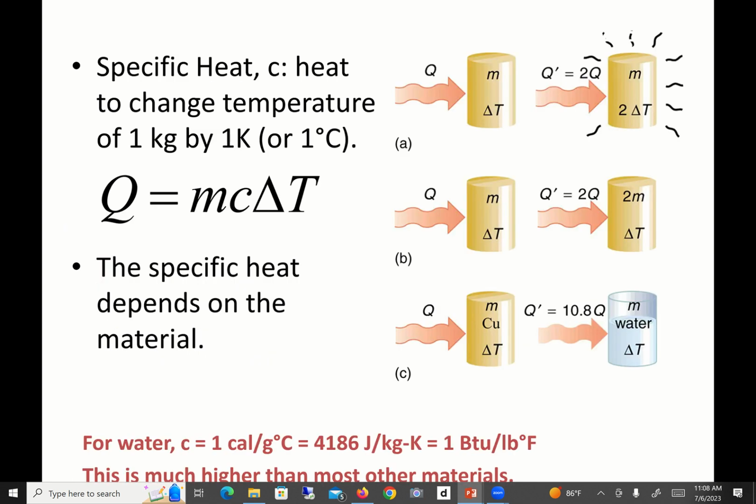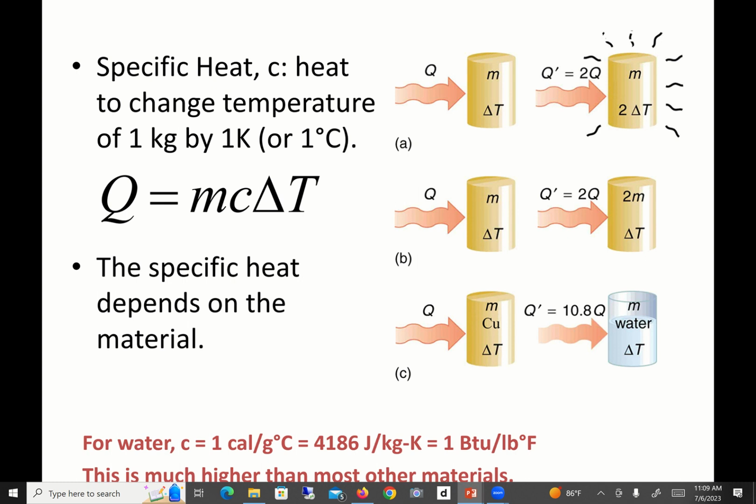So to change the temperature of an object, we need to add heat to it. And the amount of heat that we need to add depends on what the material is made of. The material has a specific heat, C, that depends on what it's made out of. This specific heat is the heat that's needed to change the temperature of 1 kilogram of the material by 1 Kelvin, or equivalently by 1 degree C, since a step of 1 Kelvin is the same as a step of 1 C. So the heat Q that you have to put in is equal to the mass times the specific heat times the temperature change that you want to get.